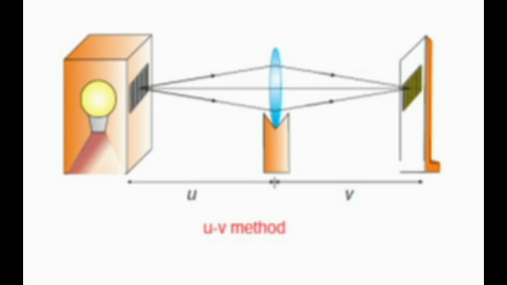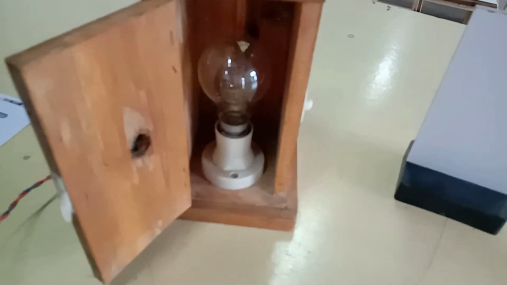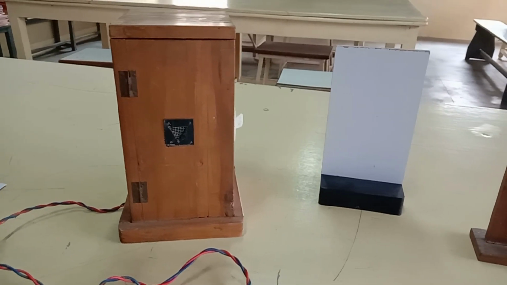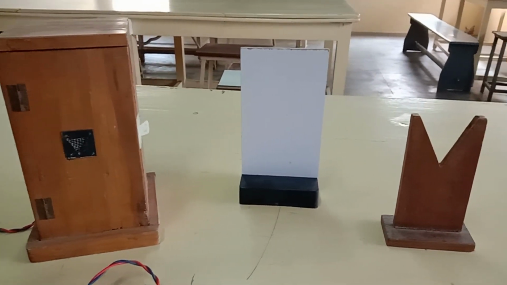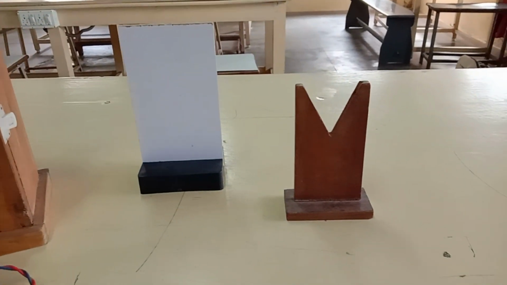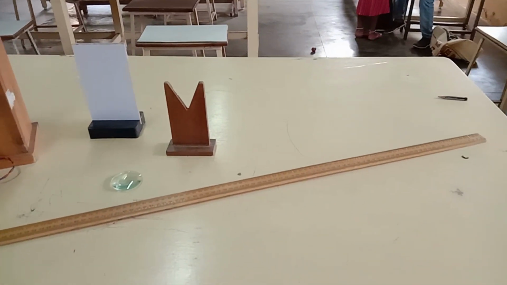Now we will see the UV method. Here the lens is placed between the wire gauge object and the screen. Now the apparatus required are wire gauge object, white screen, lens stand and a convex lens along with the meter scale.